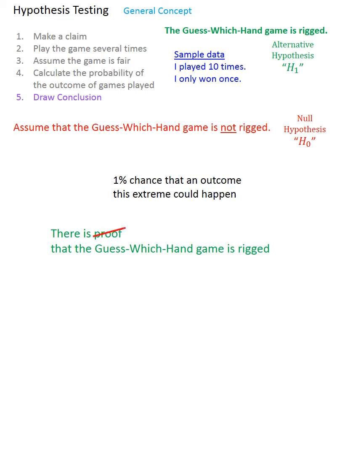No, not proof, because it is mathematically possible that in a game where I have a 50% chance of winning, allegedly, that I could only win 1 game out of 10. But that event is so unlikely, and while I don't have proof that the game is rigged, I'm going to say there is sufficient evidence to support the claim that the Guess Which Hand game is rigged.